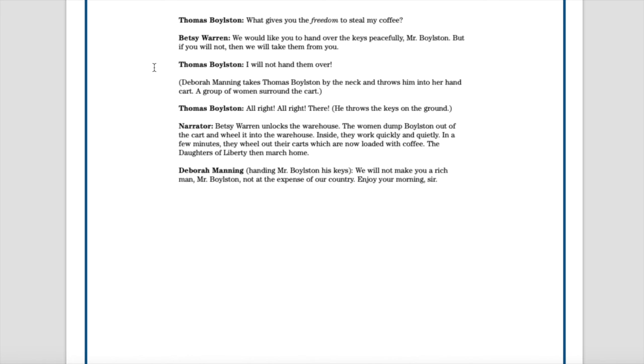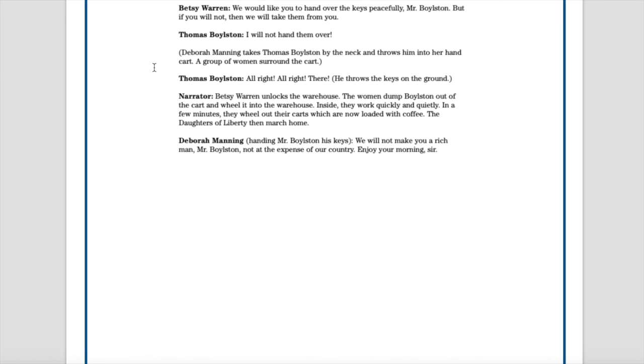Narrator. Betsy Warren unlocks the warehouse. The women dump Boylston out of the cart and wheel it into the warehouse. Inside, they work quickly and quietly. In a few minutes, they wheel out their carts, which are now loaded with coffee. The Daughters of Liberty then march home. Deborah Manning, handing Mr. Boylston his keys. We will not make you a rich man, Mr. Boylston, not at the expense of our country. Enjoy your morning, sir.